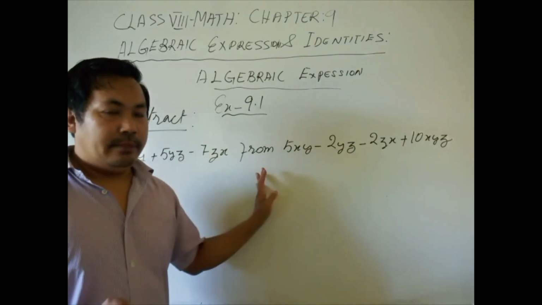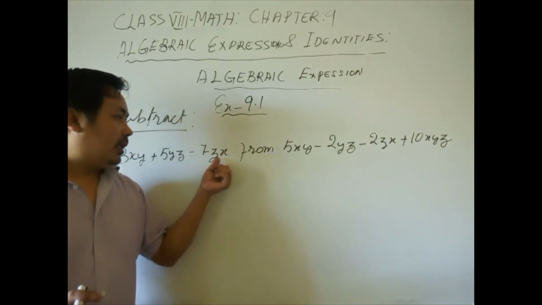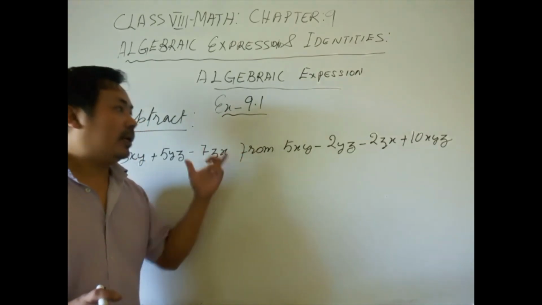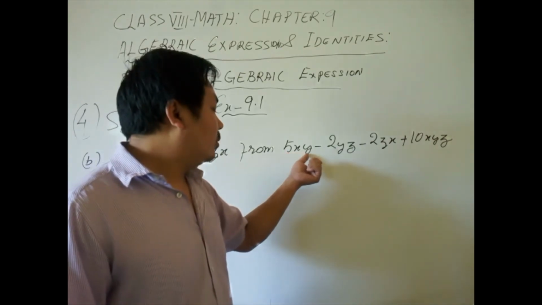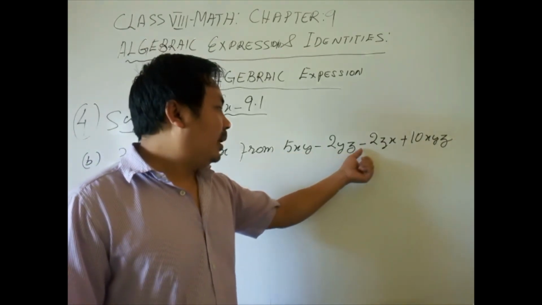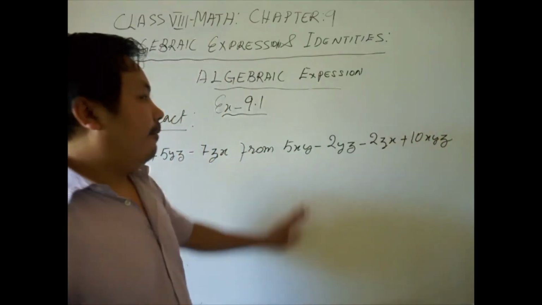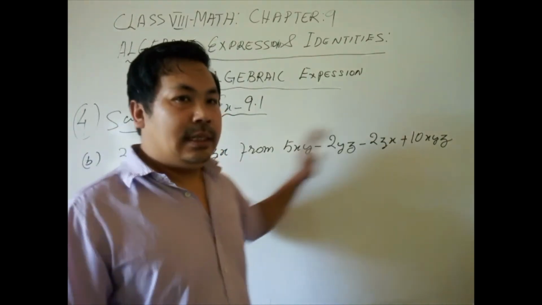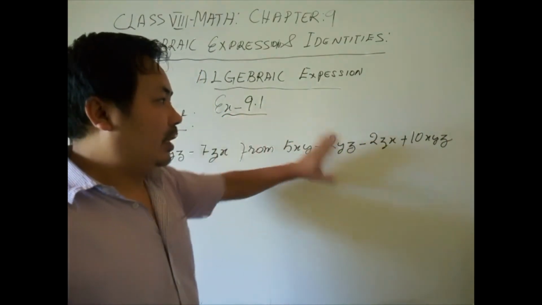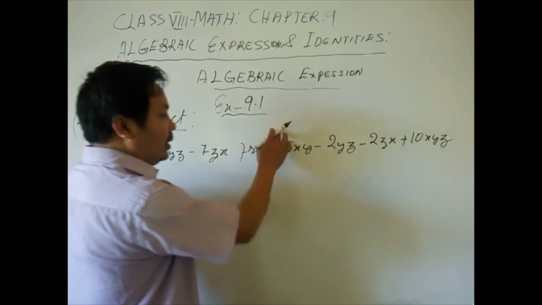See number B. What expressions are given here? Twice xy plus 5yz minus 7zx, to be subtracted from another expression, that is 5xy minus 2yz minus 2xz plus 10xyz. From here we have to subtract. This expression we will subtract from that one. So we are going to subtract from this expression.